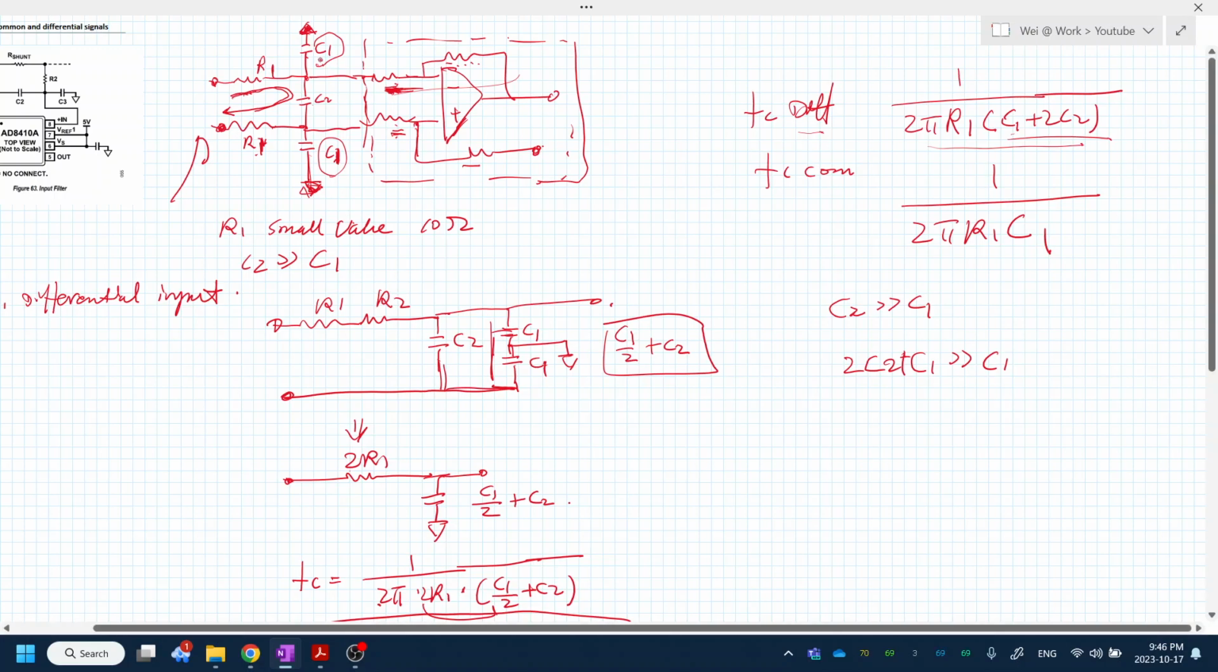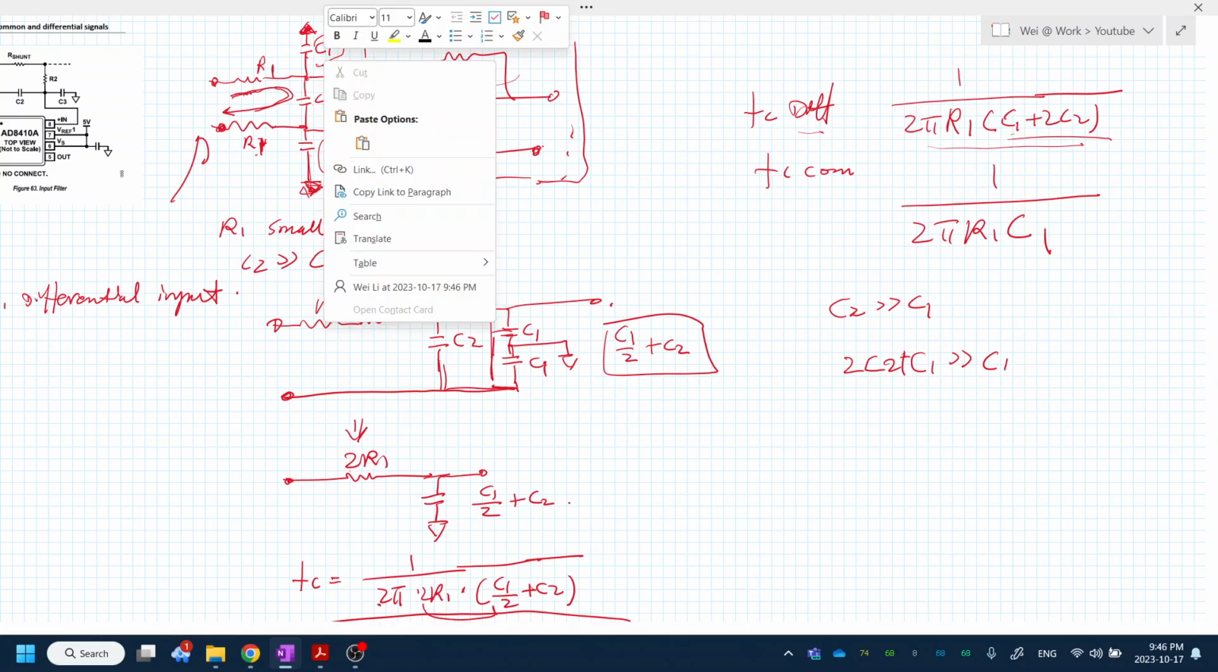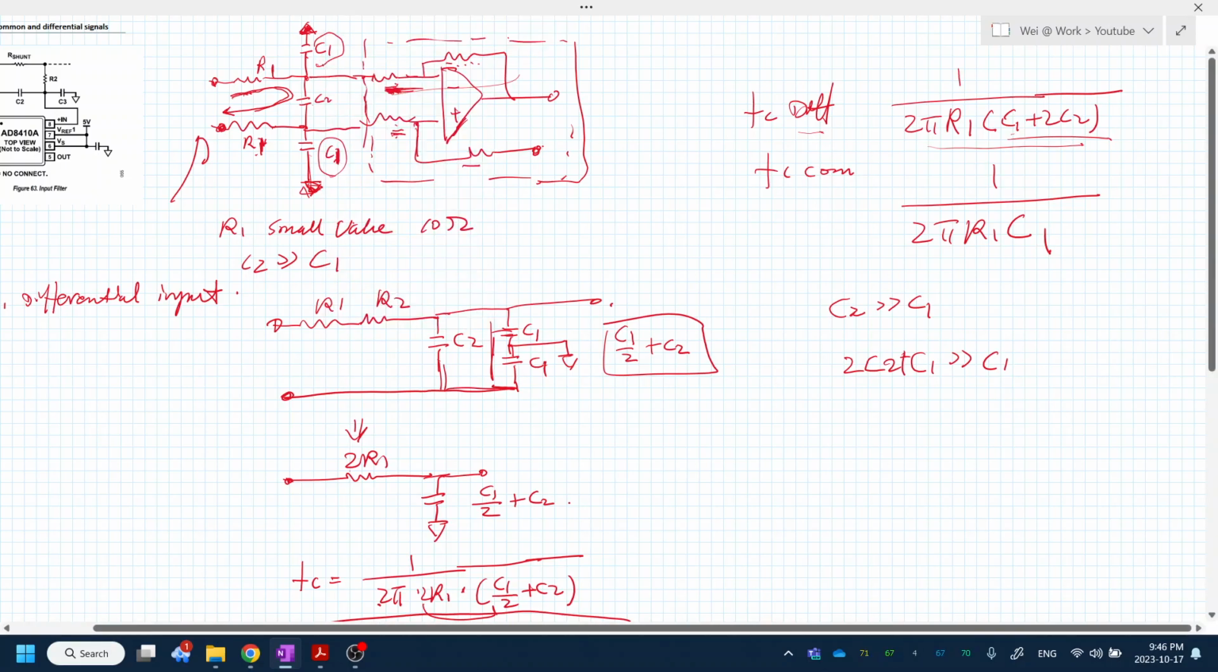And if you choose this C1 value in the small values, basically the impedance for this branch, C1, is 1 over omega C1, so the impedance of this capacitor will be large. So the voltage divider effect will be smaller. The signal to the op amp will be very close to the signal in here.